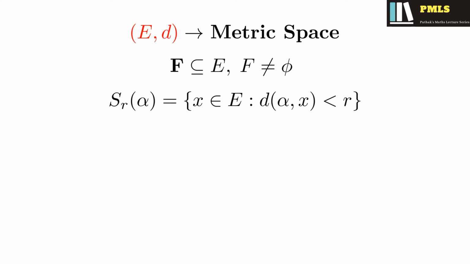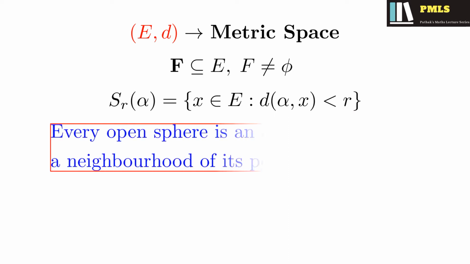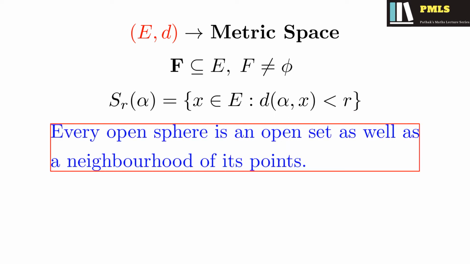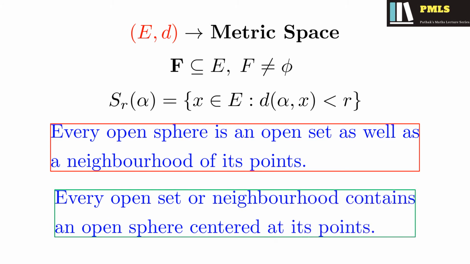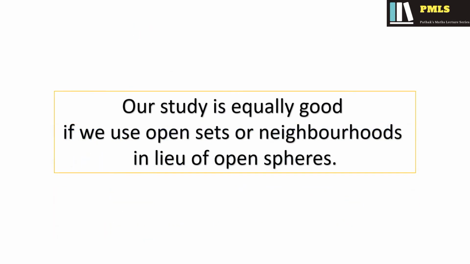However, we know that every open sphere is an open set as well as a neighborhood of its points. Also, every open set or neighborhood contains an open sphere centered at its points. So these two statements jointly reveal that our study is equally good if we use open sets or neighborhoods in lieu of open spheres.